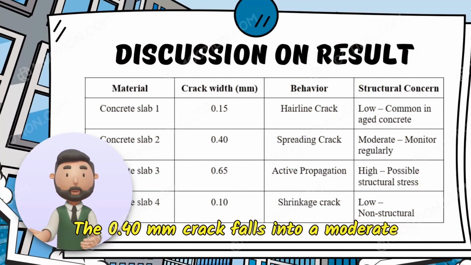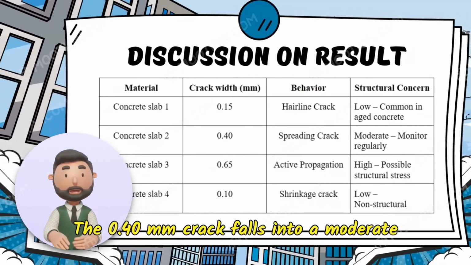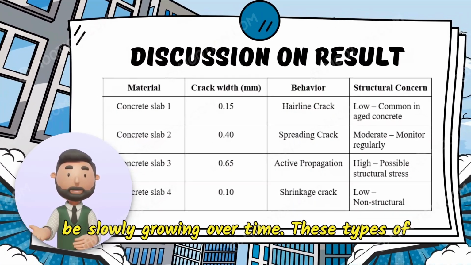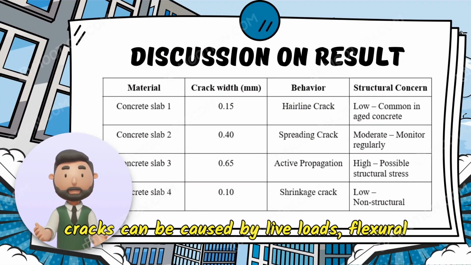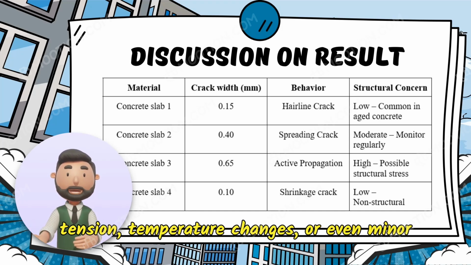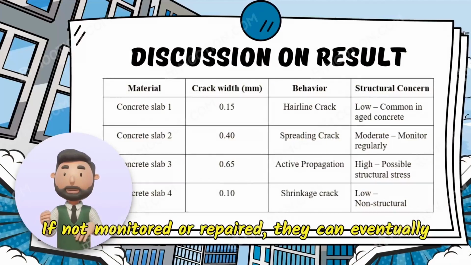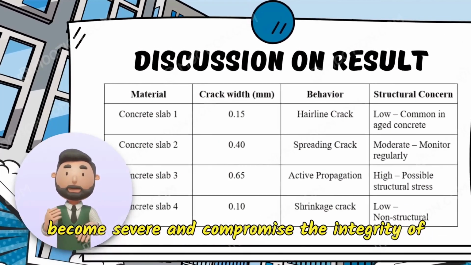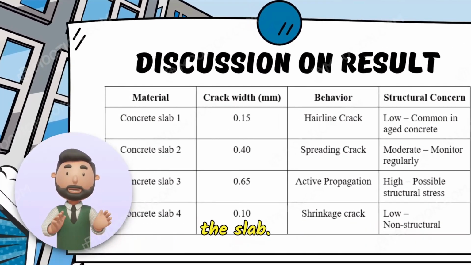The 0.40 millimeters crack falls into a moderate category. Its spreading nature shows that it may be slowly growing over time. These types of cracks can be caused by live loads, flexural tension, temperature changes, or even minor settlement in the slab. If not monitored or repaired, they can eventually become severe and compromise the integrity of the slab.